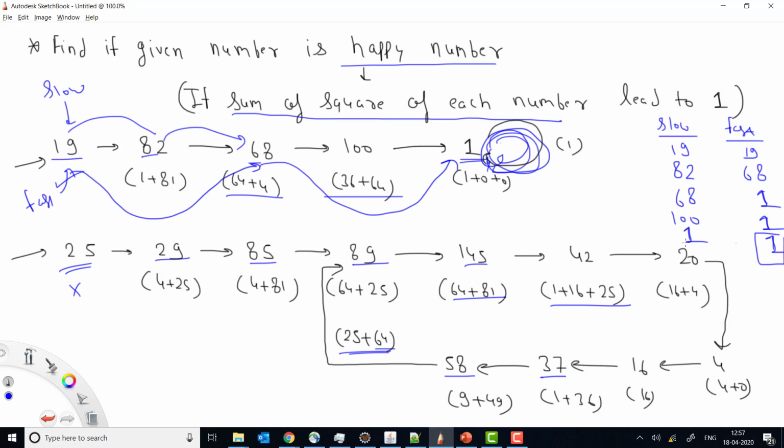So now slow and fast are equal, right? And they are equal at 1. So it means we can say that it is a happy number, right? Now let's see the second case. In the second case you will check the same thing, and then you will get to know how it will behave.